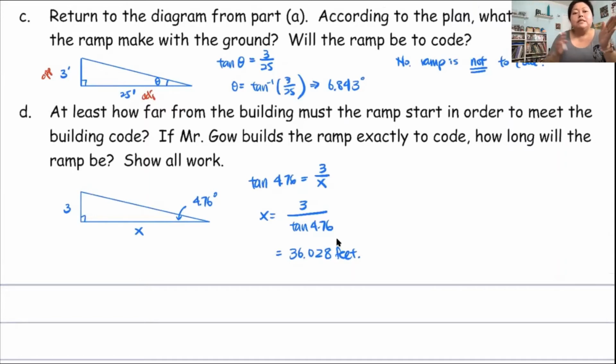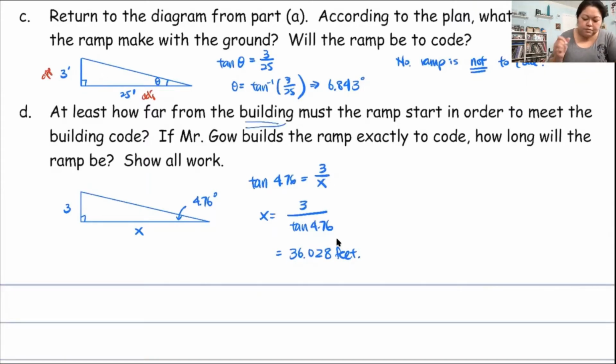Okay, so based on calculations here, we see that x is 36.028 feet. That means the ramp must be at least another 11 feet farther away from the door than what Mr. Gao originally planned. Mr. Gao originally wanted 25 feet away, but it has to be at least 36 feet away, right? So this measurement is for how far away. How far from the building must the ramp start? So that's actually the first question here, all right?